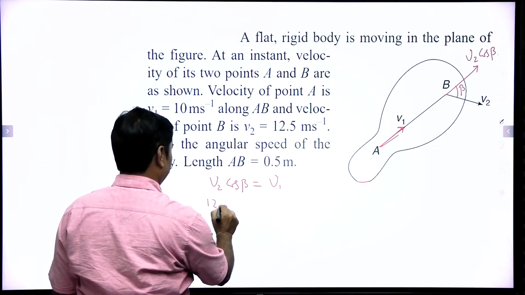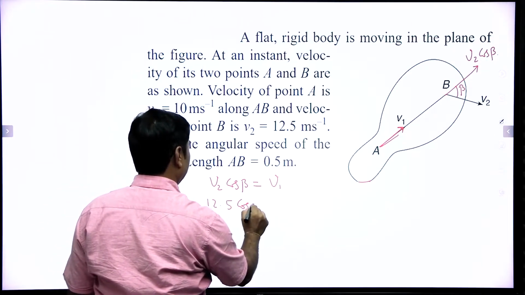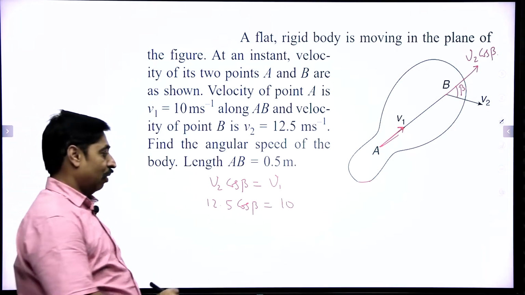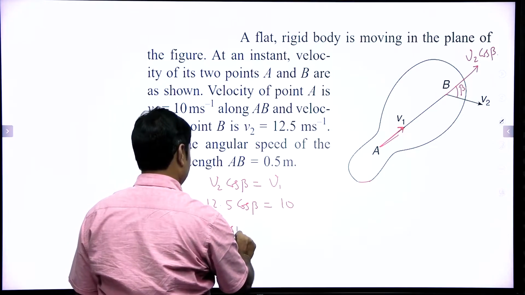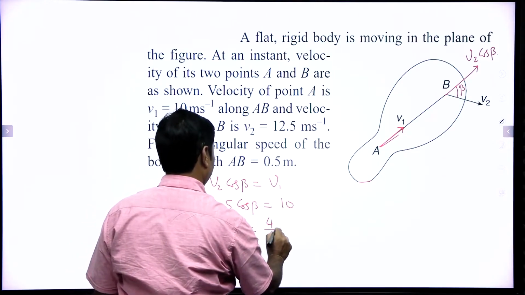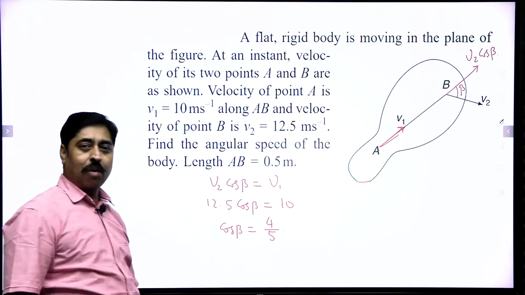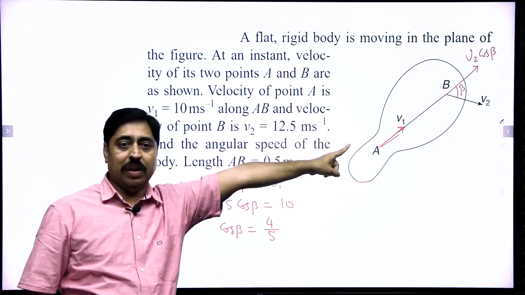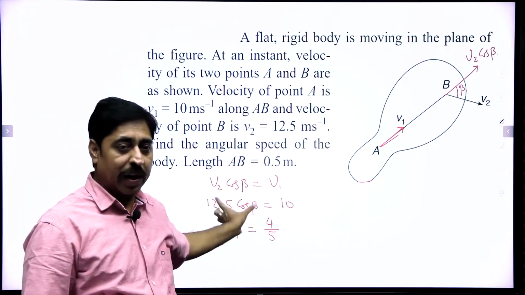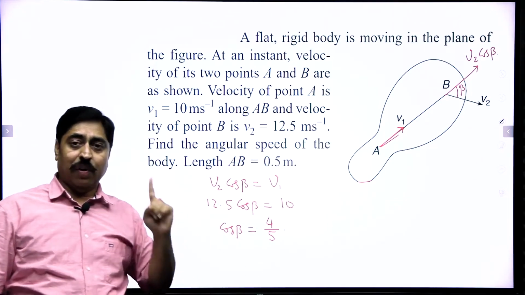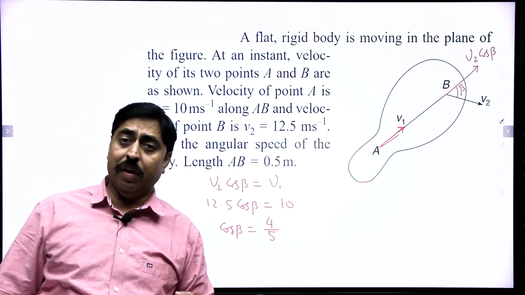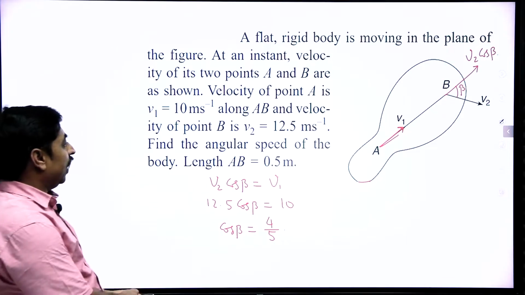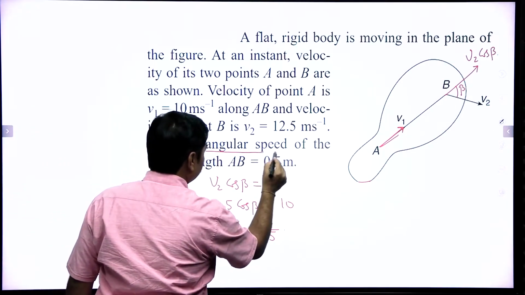What do I get? This 12.5 cos beta is 10. Now, what do I get? Cos beta is 4 upon 5, right? Cos of beta is 4 upon 5. So, I know that angle. I know the direction of velocity of point B just by putting this condition that the velocity component of A and B along the line joining them must be the same. Now, the question asks, what is the angular speed of the body?